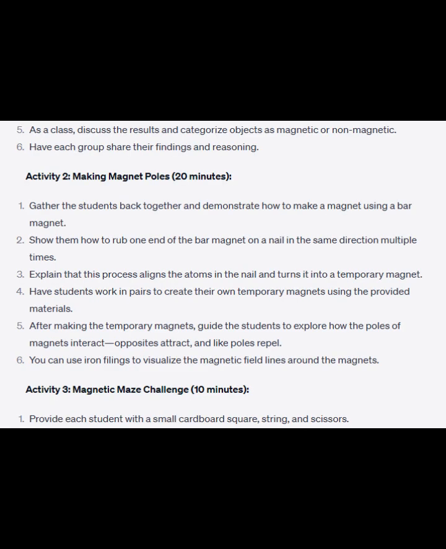As a class, discuss the results and categorize objects as magnetic or non-magnetic. Have each group share their findings and reasoning.